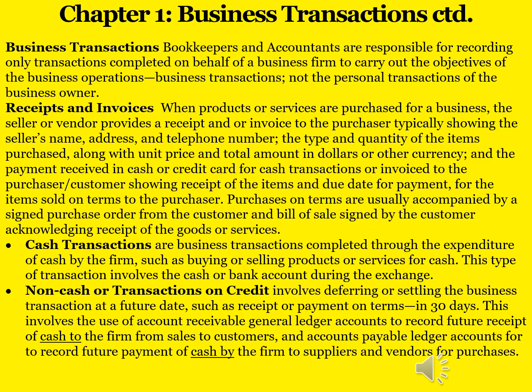Non-cash transactions, or transactions on credit or terms, involve deferring or settling business transactions at a future date, such as receipt or payment on terms, for example in 30 or 90 days. This involves the use of accounts receivable general ledger accounts to record future receipt of cash from customers for sales on credit, also called sales on account, and accounts payable ledger accounts for recording future payments of cash by the firm to suppliers and vendors for various materials and services purchased by the firm on credit terms.